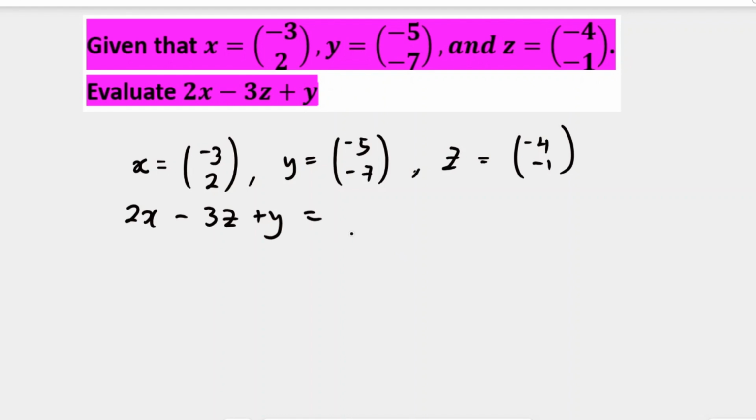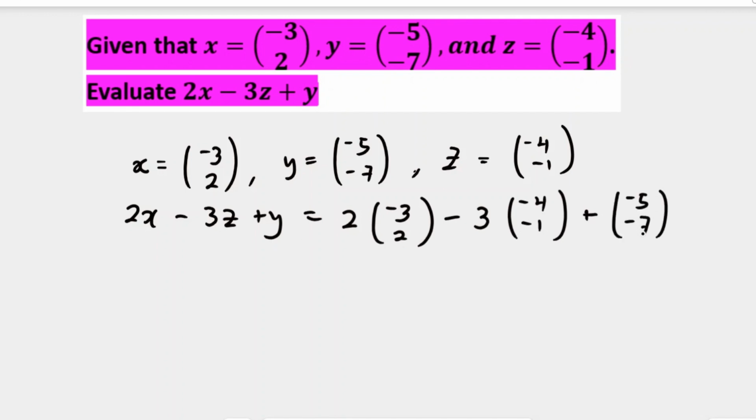So we have to multiply 2 by the first vector, that is the vector x. And the vector x has component -3, 2. The next operation is minus, so minus 3 multiplying the vector z, and the vector z has component -4, -1. The next operation is plus, addition. So we write it like this. We come to the next one, that is y. So y has component -5, -7. So that is how we have to set up the expression.